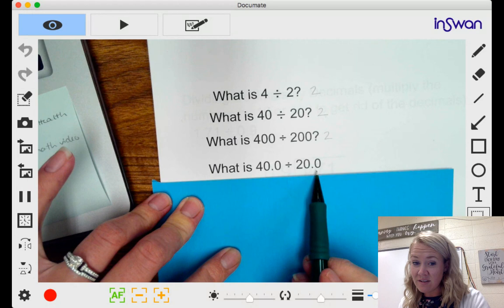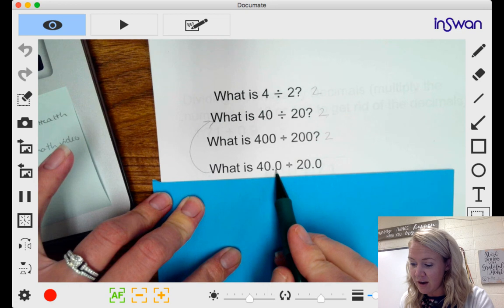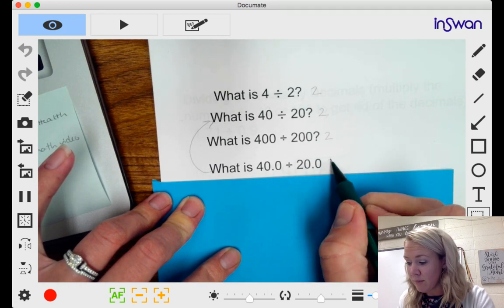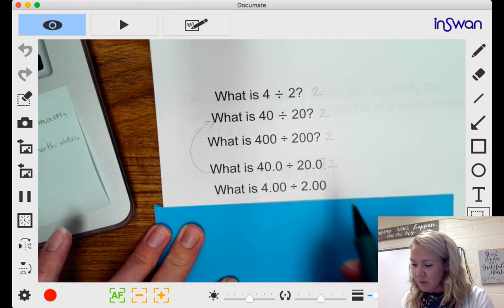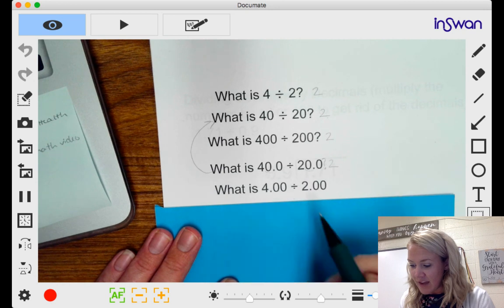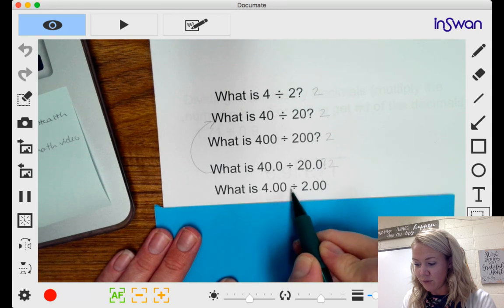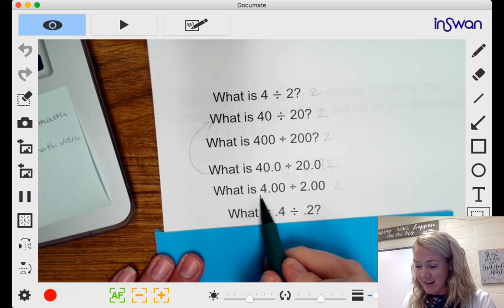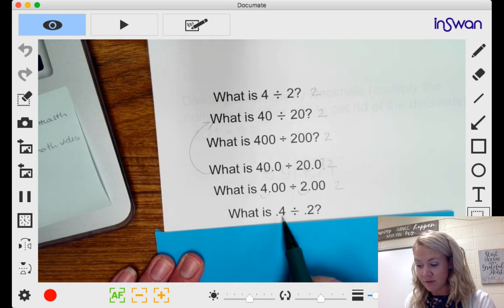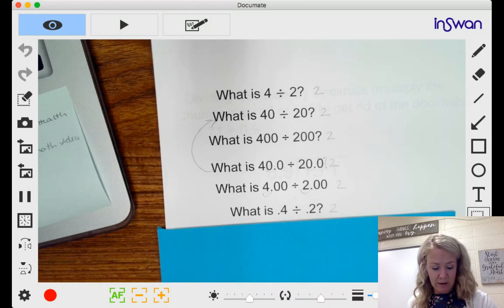Here I have 40.0 divided by 20.0, so it's actually the same problem as up here. I just added a 0.0, which has not changed the value. My answer is still 2. Now what if I divide both numbers by 10? I'm going to divide 40 by 10 and get 4, divide 20 by 10 and get 2. So what's 4 divided by 2? Still 2. I'm going to divide by 10 again, both numbers. So how many 0.2s are in 0.4? Well, it's 2. So if I'm changing my numbers the same, I am not getting a new answer.